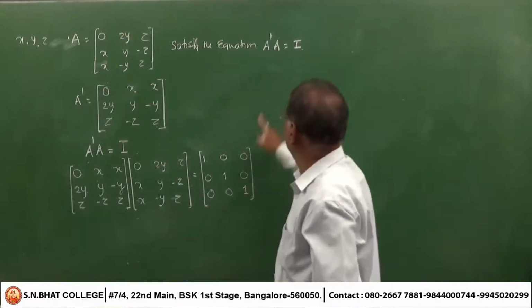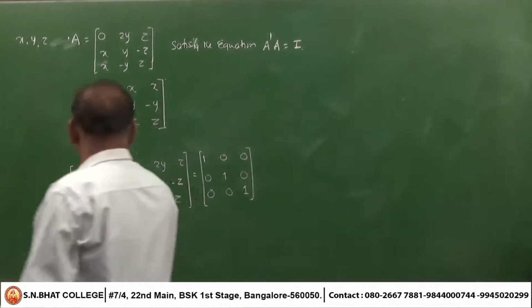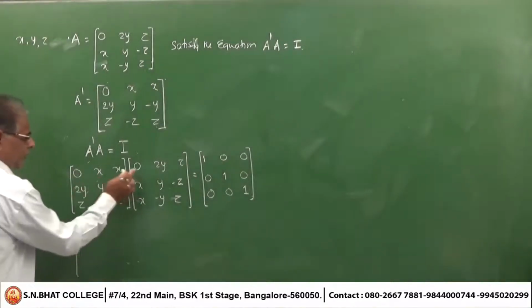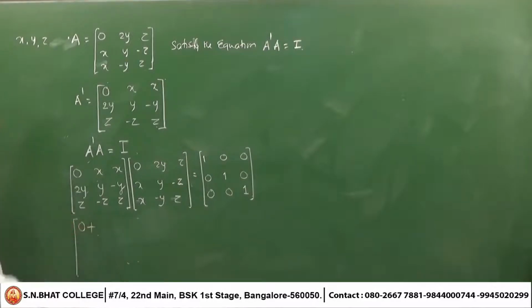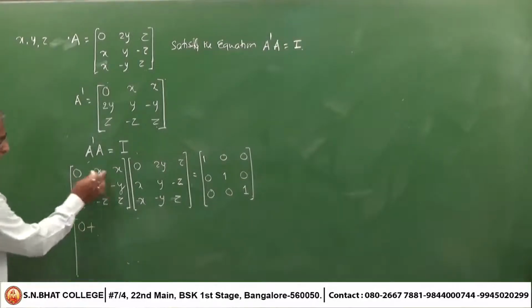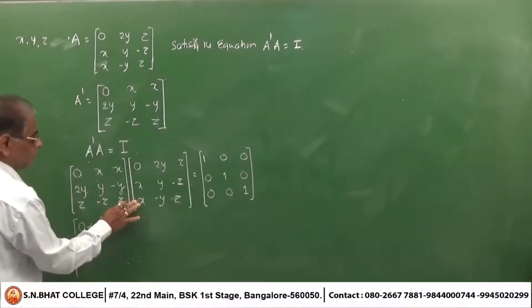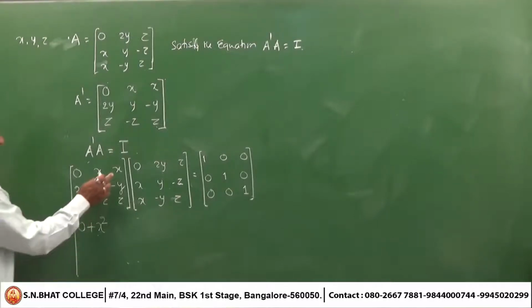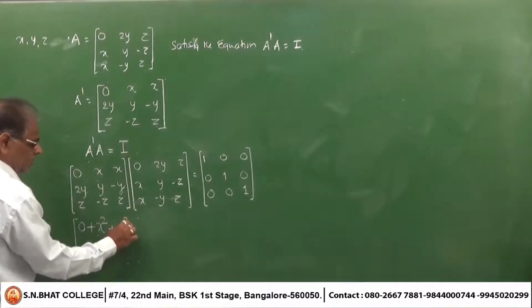A transpose into A is equal to I. Multiply the first row with all the three columns. It is multiplication. 0 into 0 is 0. In between the sign is plus. x into x is x square, plus x into x is x square, plus x into x is x square.